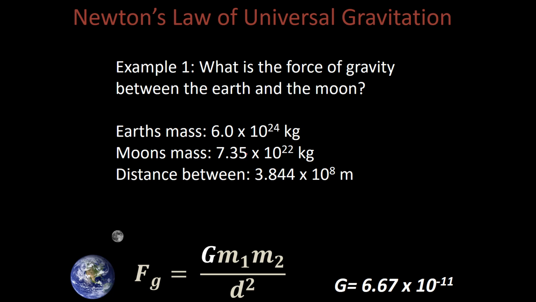Okay, so let's look at an example, plugging in 6.0 times 10 to the 24th kilograms for the Earth's mass, 7.35 times 10 to the 22nd kilograms for the Moon's mass, and the distance between is 3.844 times 10 to the 8th meters. Go ahead, pause the video, make sure you're using G of this number right here, and then come back and take a look at the answer.